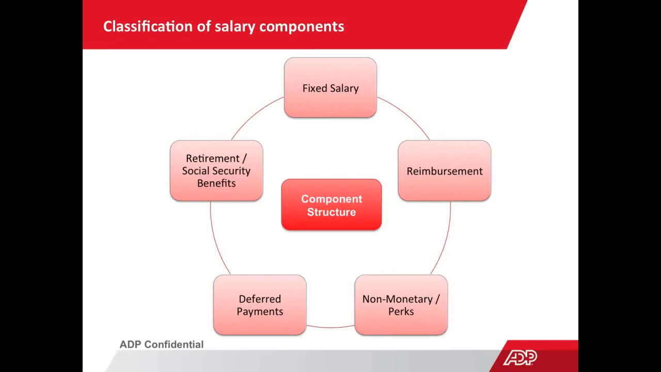So let us try to understand what the non-monetary benefits and perks are. Then there are deferred payments, which do not fall under fixed salary, reimbursement or perquisite, but are made only on a deferred basis. So they are not paid on a monthly or claim basis. Then retirement and social security benefits also go into the components of salary. All these 5 elements of salary are typically called CTC, that is cost to company. So this is how the compensation structure of an employee is broadly classified under these 5 heads.